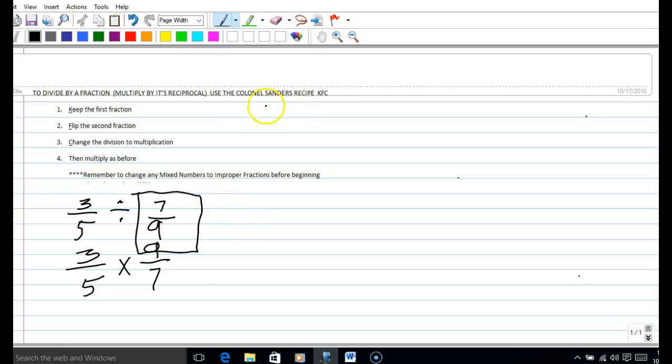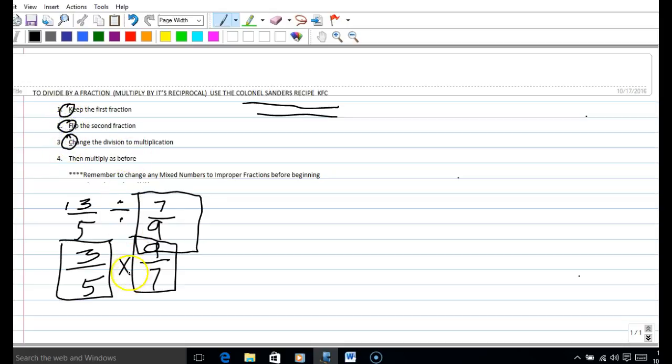And I call this the Colonel Sanders recipe for division, or KFC. Because what I do is I keep the first fraction as it is. I do not do anything with the 3/5. I flip the second fraction. I have 7/9 here, so it becomes 9/7. And I change the division to multiplication. So now I'll multiply as I did before. Numerator times numerator. 3 times 9 is 27. And 5 times 7 is 35.